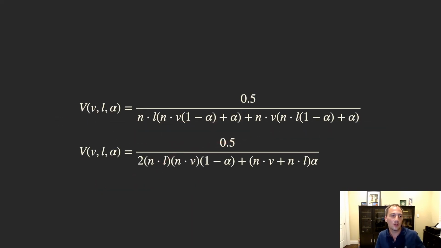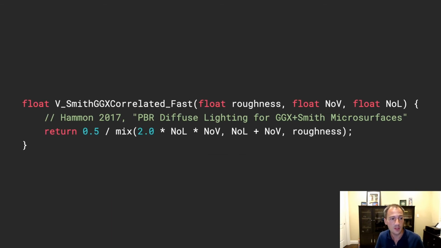And so when we do this, we can simplify the visibility term quite a bit, and actually it simplifies all the way down to a lerp function. So the implementation becomes this. We have a division, a lerp, and a couple of multiplications. So it's very cheap. And this absolute horror of mathematics was described independently by Earl Hammon at GDC 2017 in PBR Diffuse Lighting for GGX plus Smith Microsurfaces. It always makes me feel a lot better when I see someone else do something horrible.